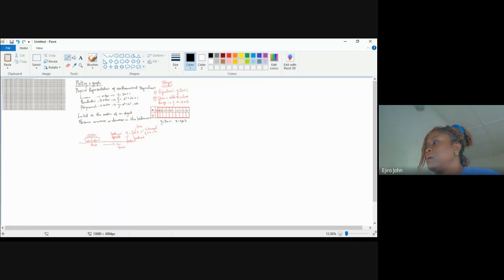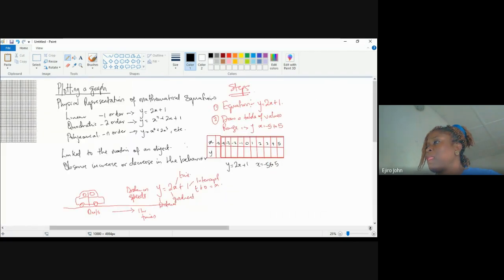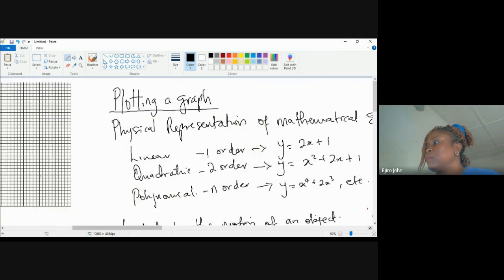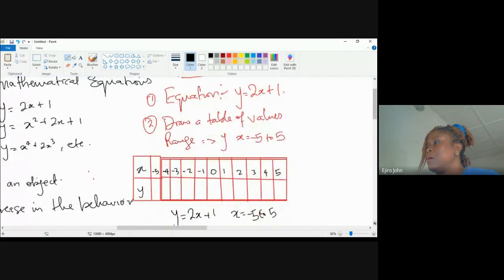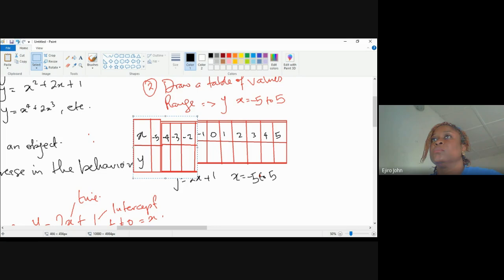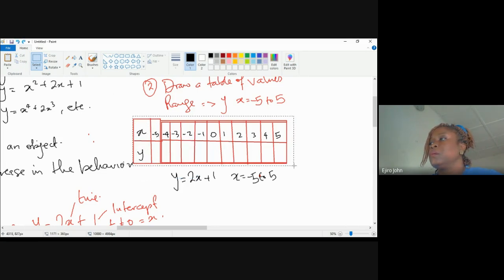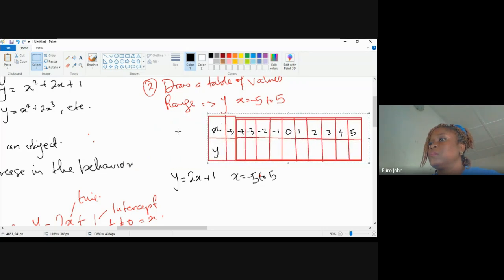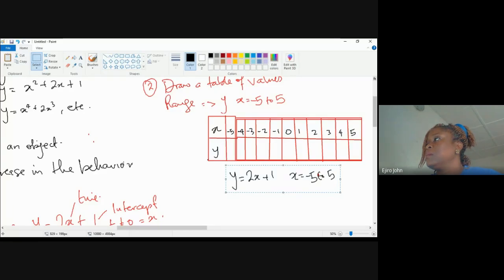I'll zoom in. I believe we're all seeing what is happening. Thank you. I will try to shift this table to one side.